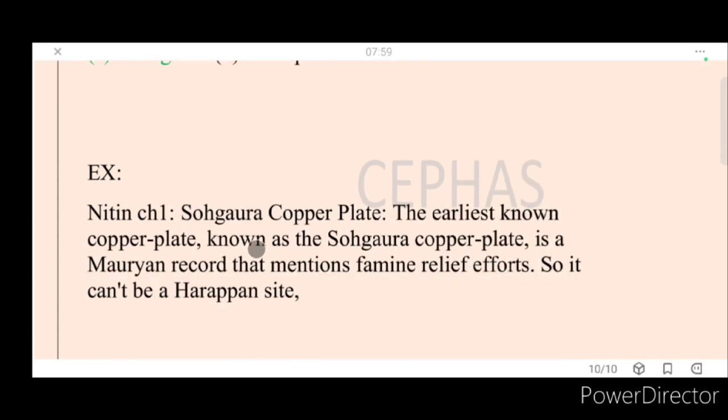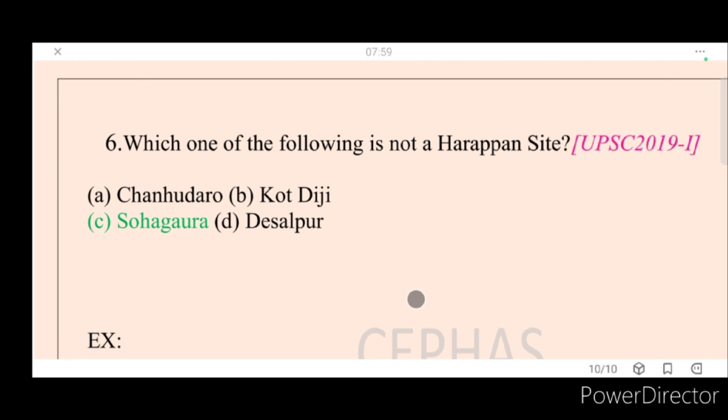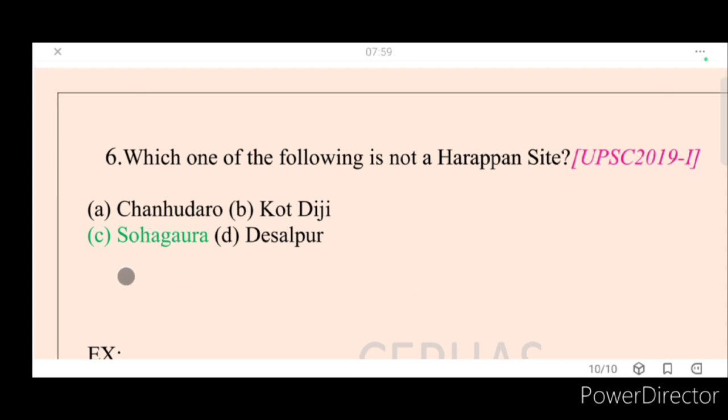Sohgaura is known for the earliest copper plate, the Sohgaura copper plate, which is a Mauryan record. It mentioned the famine relief efforts, so it cannot be a Harappan site. Remember, Sohgaura is not a Harappan site.